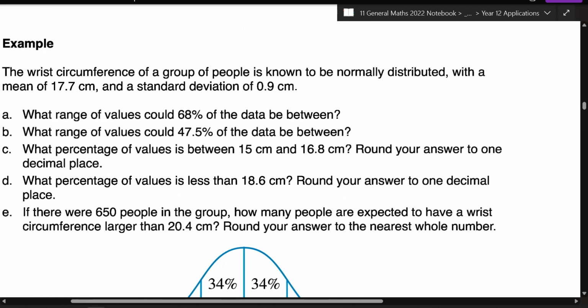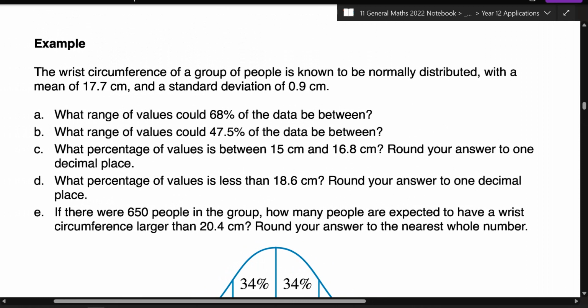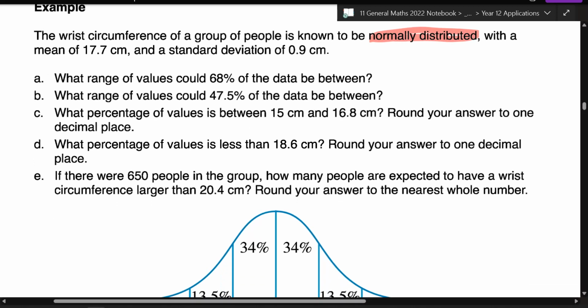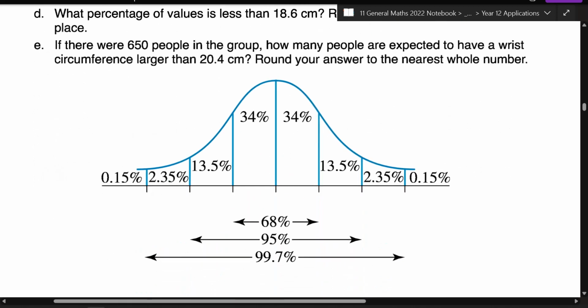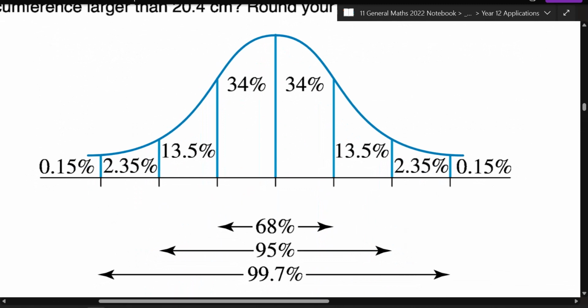So let's look at this. The wrist circumference of a group of people is known to be normally distributed. So when you read that, that means it forms a bell curve shape with a mean of 17.7 and a standard deviation of 0.9. So one standard deviation away from the mean is going to be 0.9. The way I would translate that onto this graph is the middle is going to be 17.7.